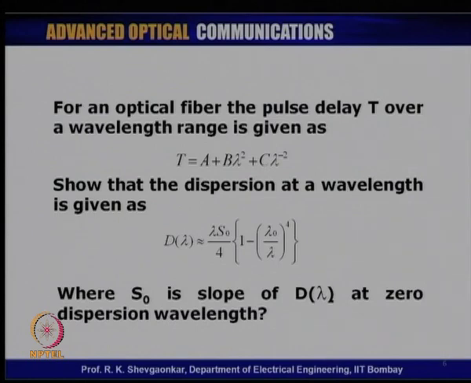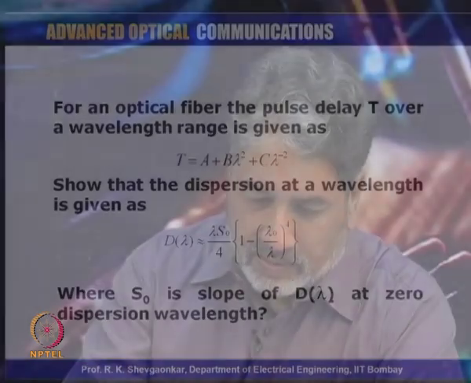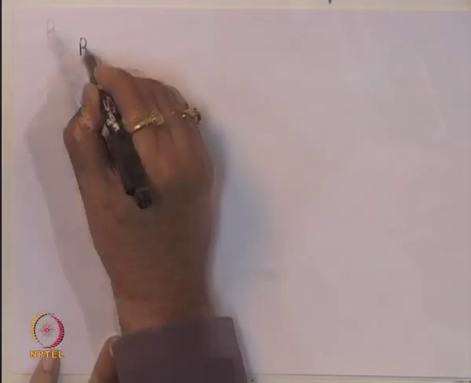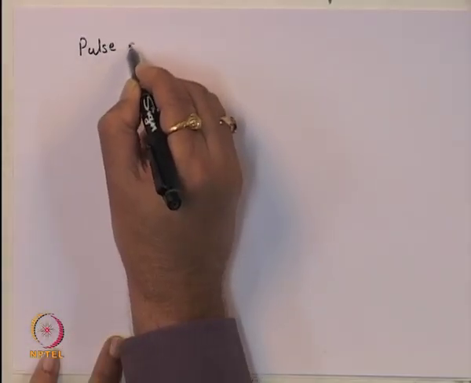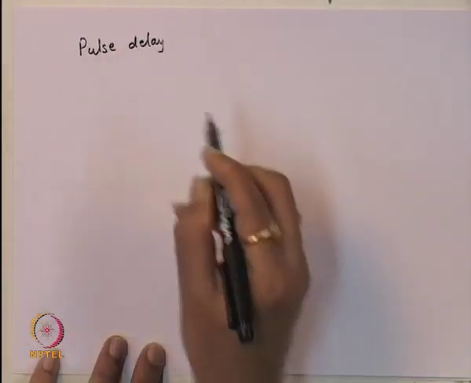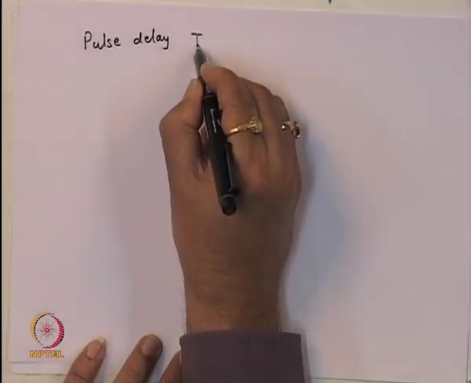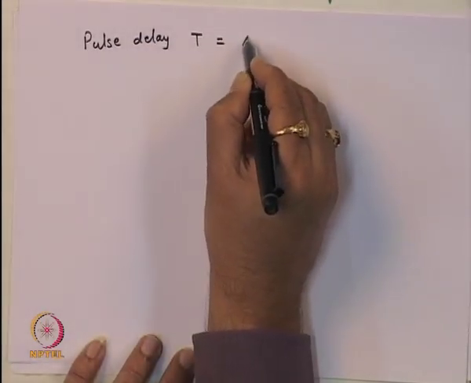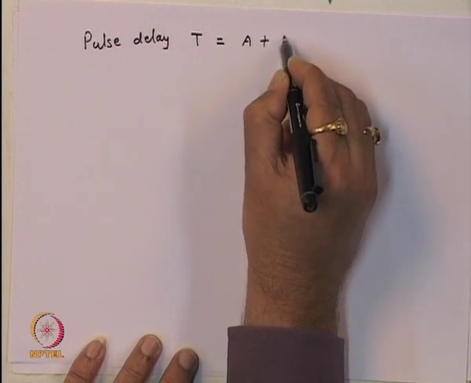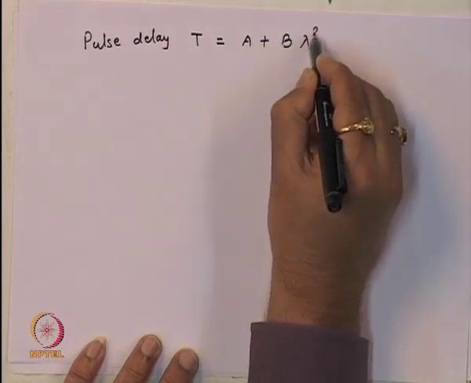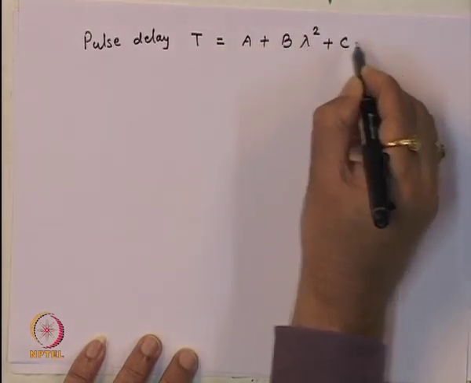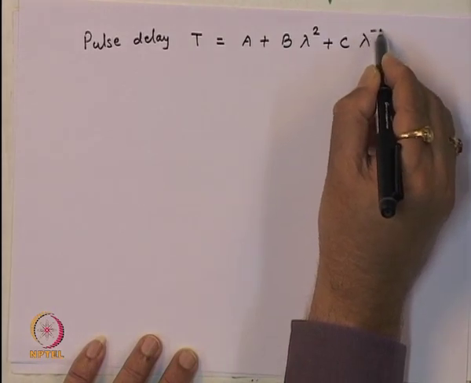So, let us look at this problem. So, what is given here? Given is the pulse delay t, that is a plus b lambda square plus c lambda to the power minus 2.